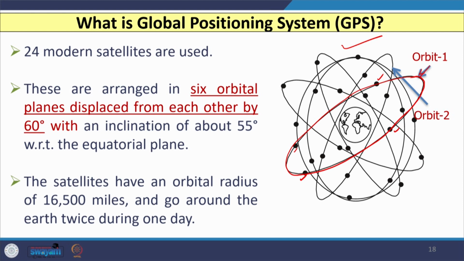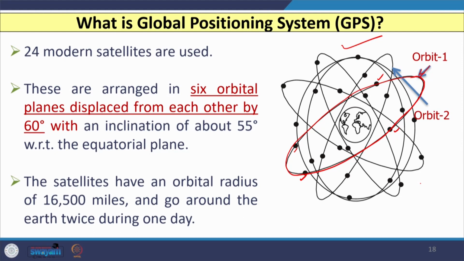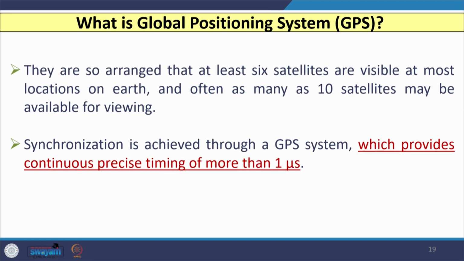So, a total of 24 satellites are covered in these orbital planes, and these satellites have an orbital radius of 16,500 miles, and go around twice in a particular day. These satellites are arranged in such a way that at least 6 satellites are visible at most locations on the earth, and often as many as 10 satellites may be available for viewing. Synchronization using the global positioning system provides continuous precise timing of the order of almost 1 microsecond. The PMU will use this satellite signal from the GPS as an external input, so that time synchronization can be effectively done with a precise timing of almost 1 microsecond.